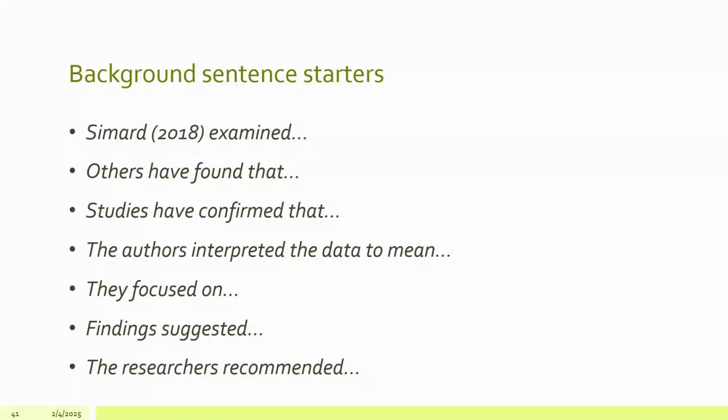Here are more background sentence starters. Simard examined. Others have found that. Studies have confirmed that. The authors interpreted the data to mean. They focused on. Findings suggested. The researchers recommended.